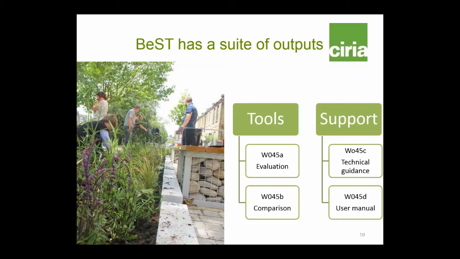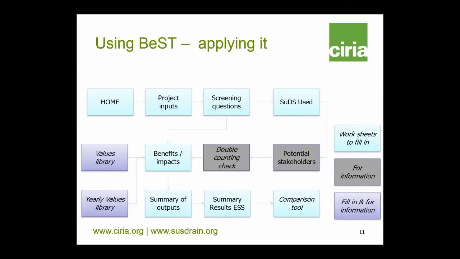So I'll now provide a little bit of an overview of how the tool works. The process flowchart that you see on screen now takes you through the route you would take when undertaking an evaluation. So we have project inputs, which is there to capture some key information about the project: potential funders, stakeholders, size of the area, and the cost of the scheme or option being proposed.